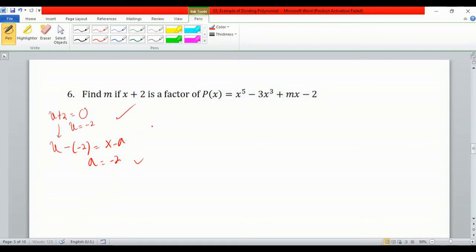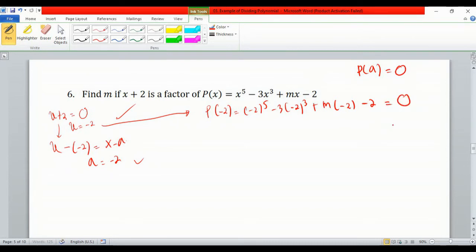After this, you just need to substitute them into the P(x). So we need to substitute x equals minus 2 here. So P(minus 2) equals minus 2 power 5 minus 3 times minus 2 power 3 plus m times minus 2 minus 2. Remember that if this is a factor, we can write P(a) is equal to 0. So this is equal to 0.